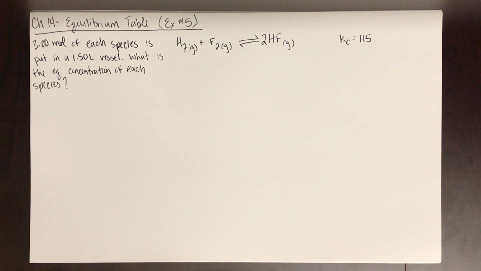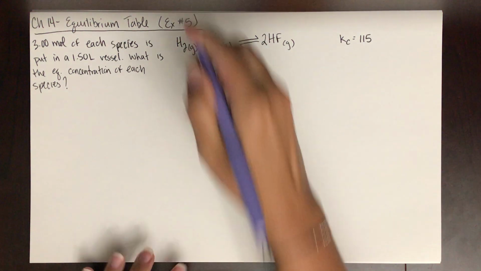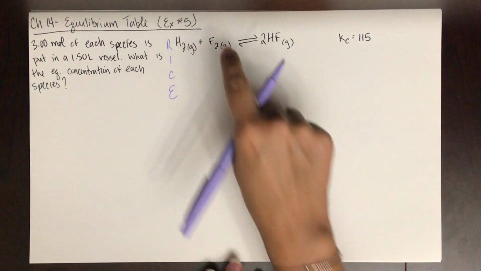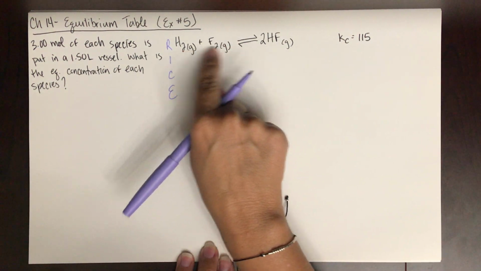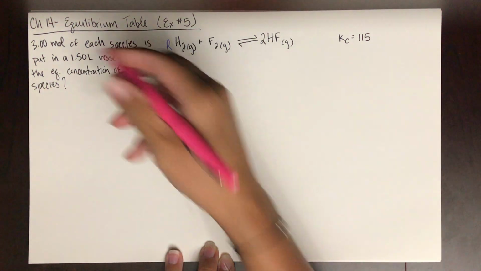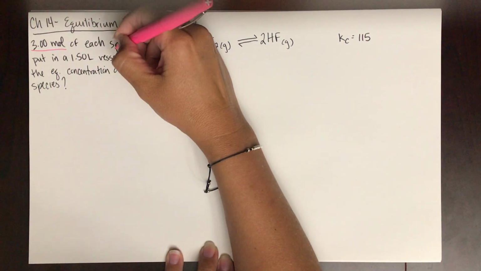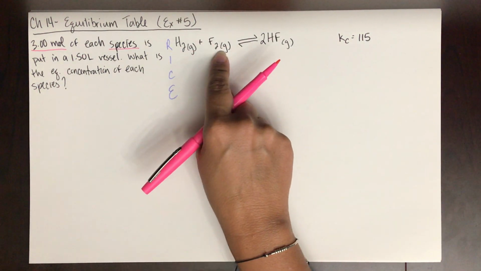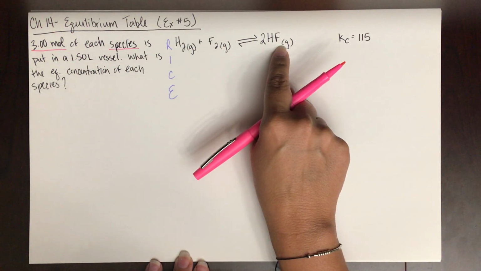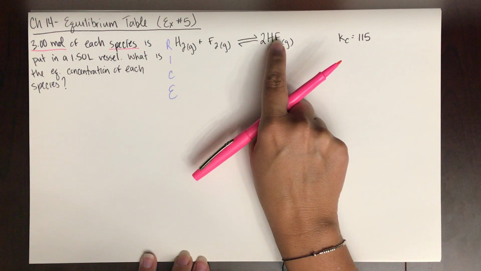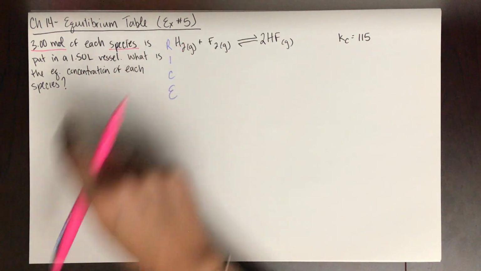So like I've been saying, usually when we start, here's the reaction, initial, change, equilibrium. Usually we start with some known concentration of the reactants, but we don't start a reaction with any of the products. Well, this problem is different because it says that we're starting with 3 moles of each species. So that means 3 moles of hydrogen, 3 moles of fluorine, and 3 moles of hydrogen fluoride. You can always assume that there is no product at the beginning of the reaction unless it says otherwise.